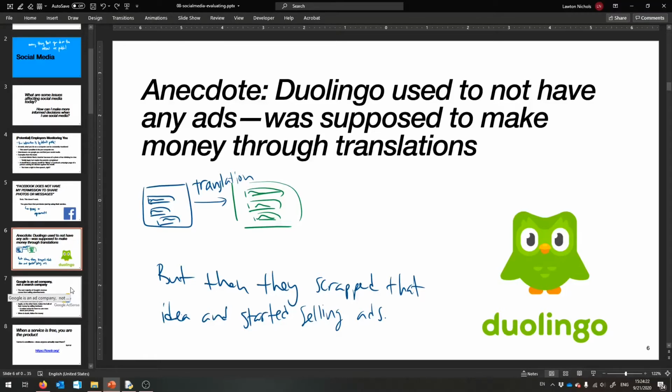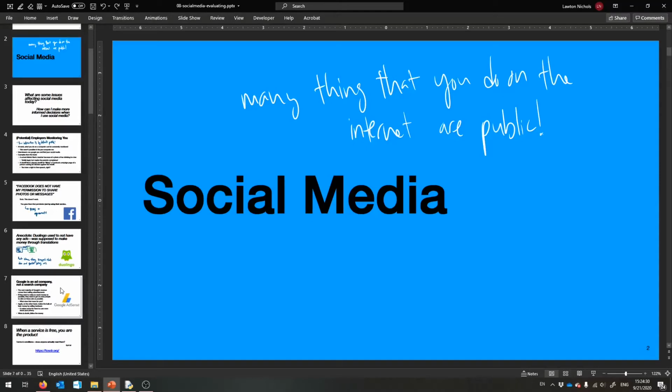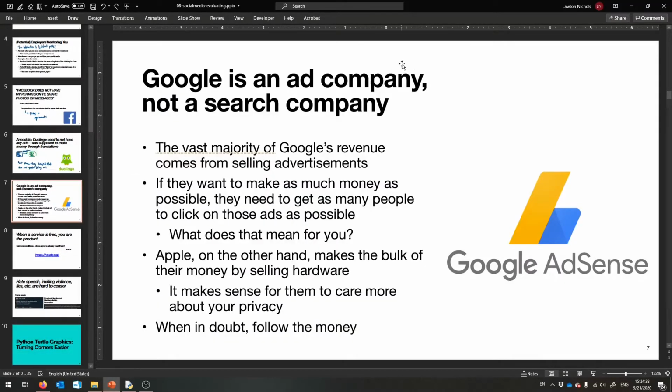Ads are a major topic, and I don't know if this belongs in this social media anymore, but Google is not a search engine company. You might think of it like that. That's how they present themselves. But Google is an ad company. Look at the money. So the vast majority, we're talking greater than 90%, I would venture to guess like 99%, but I can't be sure. Whatever the number is, most of Google's money is coming from ads that they display.